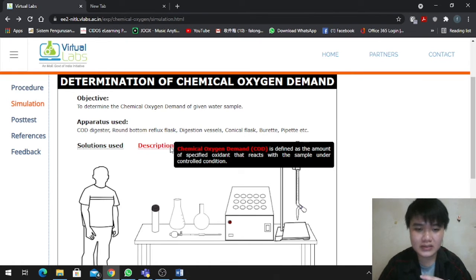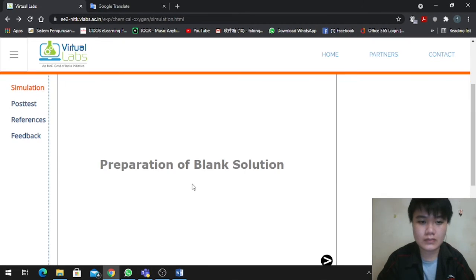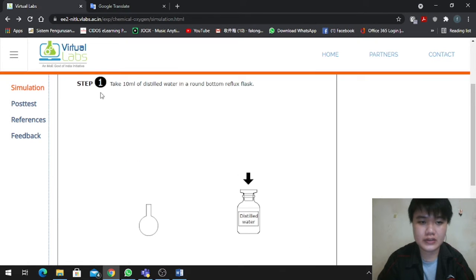Description: chemical oxygen demand is defined as the amount of specified oxygen that reacts with the sample under controlled conditions. Preparation of blank solution. Step 1. Take 10 ml of distilled water in a round bottom reflux flask.